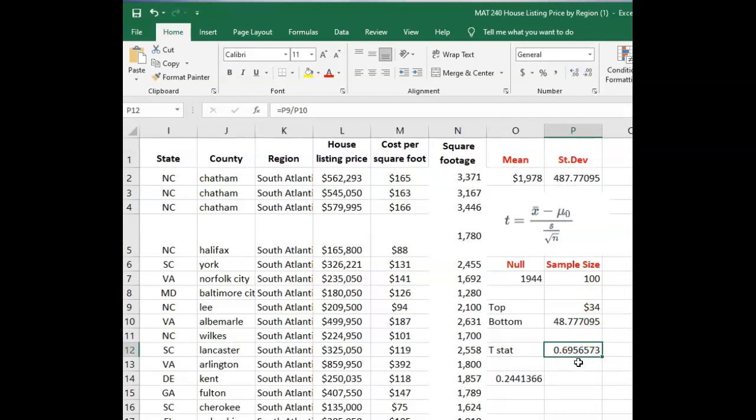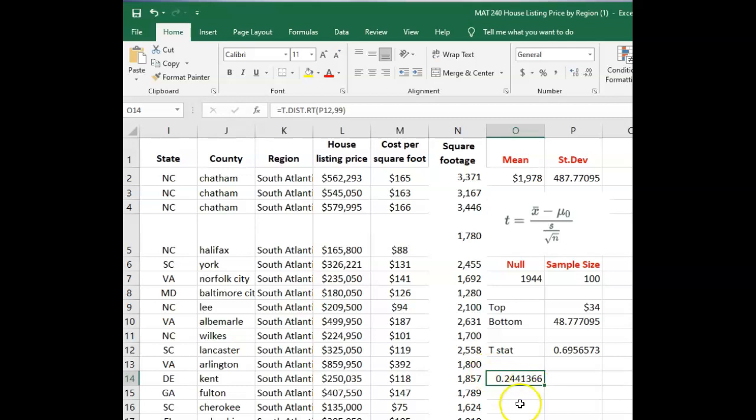It's fairly close to 0, so my sample isn't really that uncommon. In the distribution of sample means, it seems to be not too far away from the center of that distribution, but let's really check that with the p-value here.